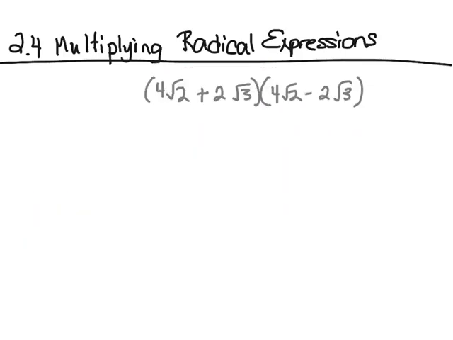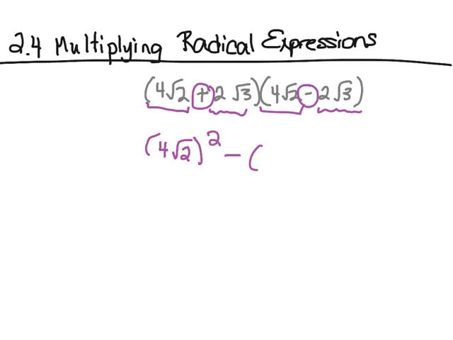For this one, if you look at the binomials, this term is the same as this term, and one's a positive and one's a negative. So we know that this is a difference of squares factored. So when you have a difference of squares, you don't have to multiply it all out. You can just go 4 root 2 squared minus 2 root 3 squared.